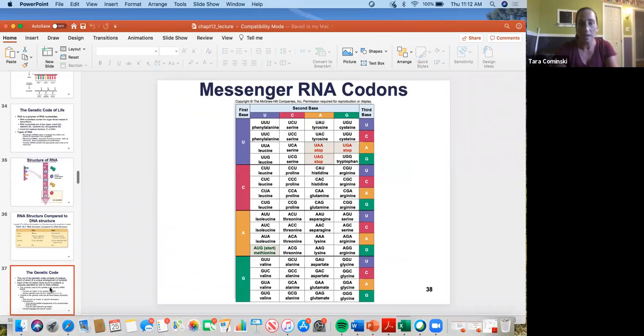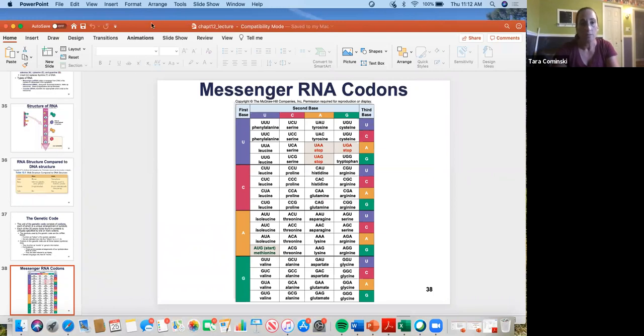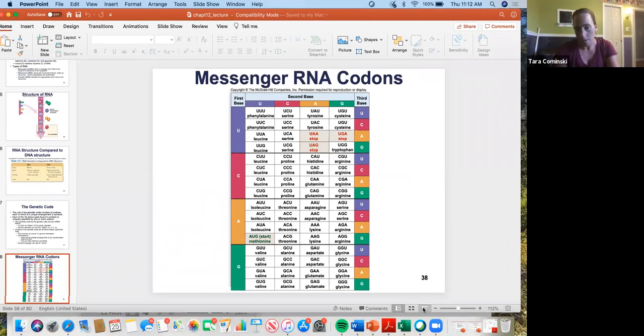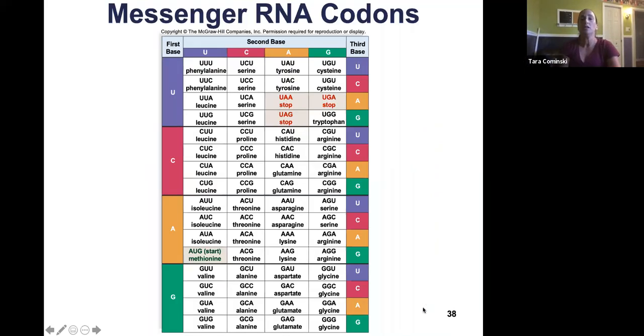One thing about the genetic code, as I'm going through this: if we look at the genetic code, remember, these are the codons that are in the mRNA. The tRNA has an anticodon, which is complementary to the codon, and then an amino acid on the other side. So the tRNA is really the translator from mRNA to protein, to amino acid.